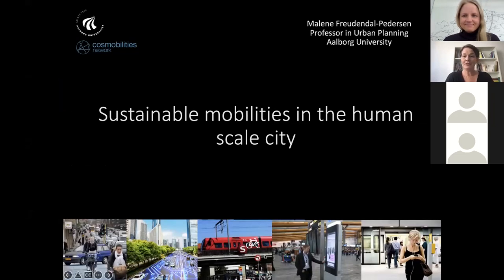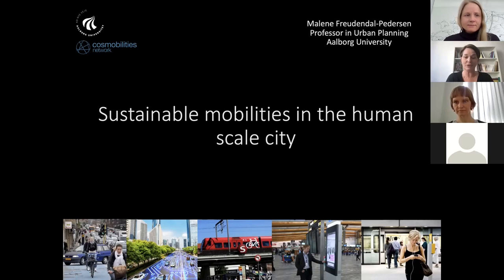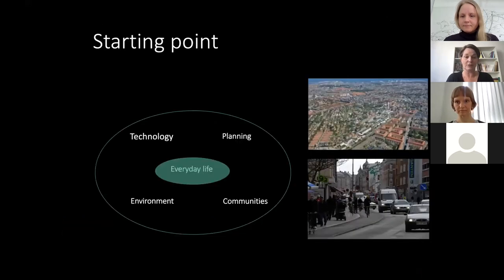As was just said, I'm going to talk about sustainable mobilities in the human-scale city. First, I'm going to talk a little bit about mobilities and a little bit about human-scale cities, just to show where I'm placed and which theoretical orientation I'm approaching this question of movement and how to make it sustainable.